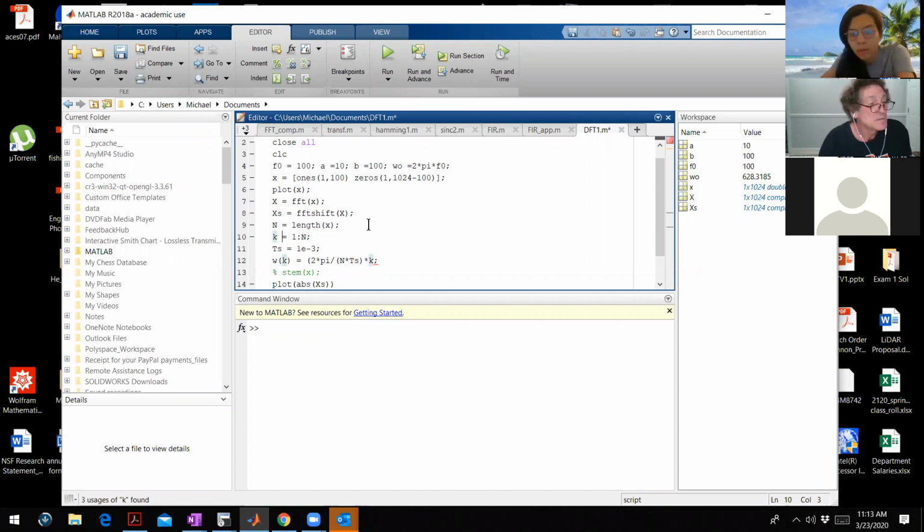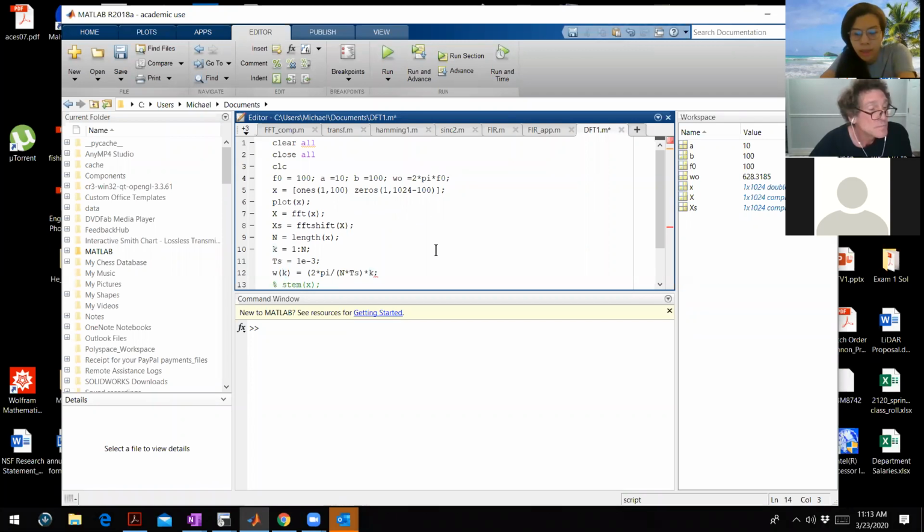Could you say that again? Sorry, say what? With the N over TS. If I don't have TS here, if I just have that, then what I actually have is capital omega. The maximum value it can have would be 2 pi. The minimum value would be 0. Okay.